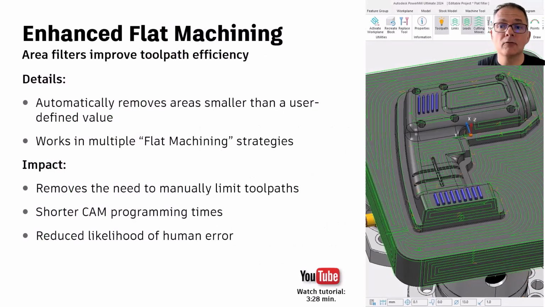Our next enhancement relates to flat machining and sees the inclusion of a new option to automatically exclude flat areas that are smaller than a user-defined value. The example on screen shows a flat finishing toolpath being used on a mould core block. We can see that the area filter has been used to avoid machining the very tops of the small blue ribs. It's worth noting that this enhancement impacts multiple toolpath types in PowerMill, including flat finishing, inclined flat finishing, and more.